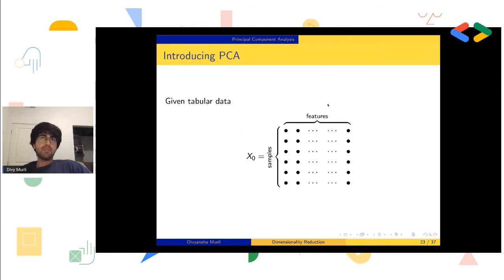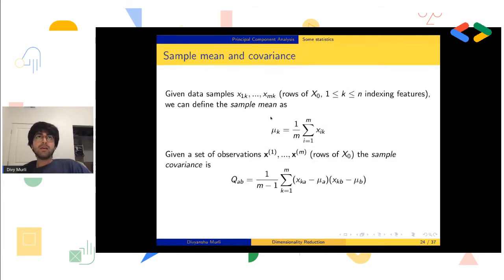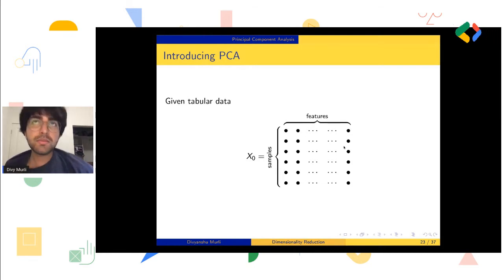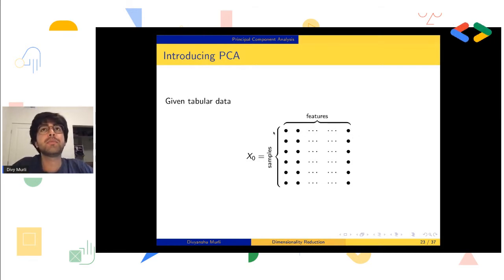So I'm just bringing this back up to remind you of the data that we're looking at. We have our samples, we have our features, and I call this X naught because I'll use X for what's called the mean subtracted matrix in a sec. So given the rows, you can treat these as random variables, actually. Each of these features is a random variable, and the rows are samples from that random variable.